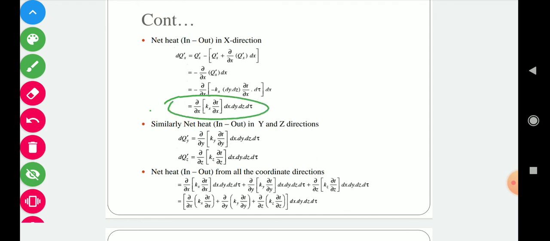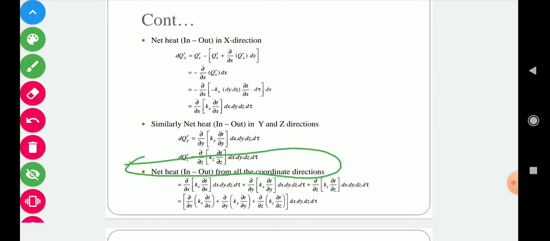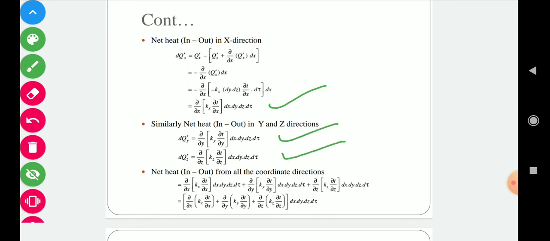So this is net heat flow in x direction. Similarly, we can calculate net heat flow in y and z direction. Similar to this equation, we have derived equations for y direction and z direction. Now in order to calculate net heat from all coordinate directions, we have to add these three equations. This is net heat in x direction, y direction and z direction. So for all three coordinate directions, we add these three equations, and this will give you net heat flow from all three.